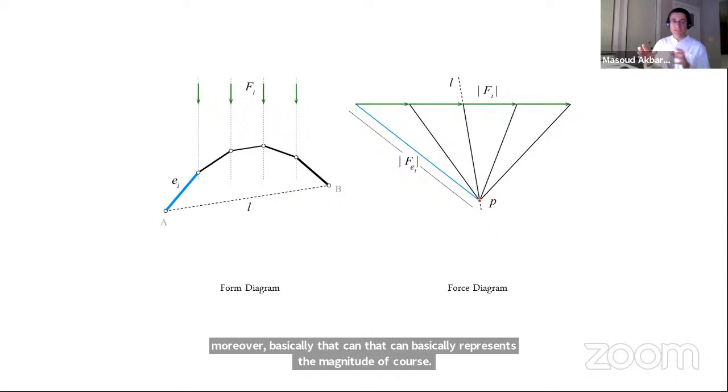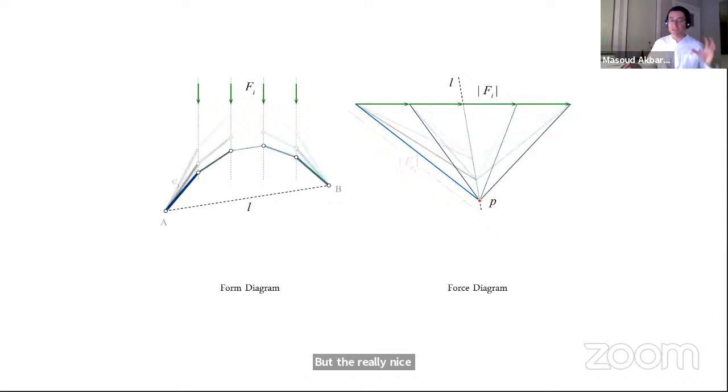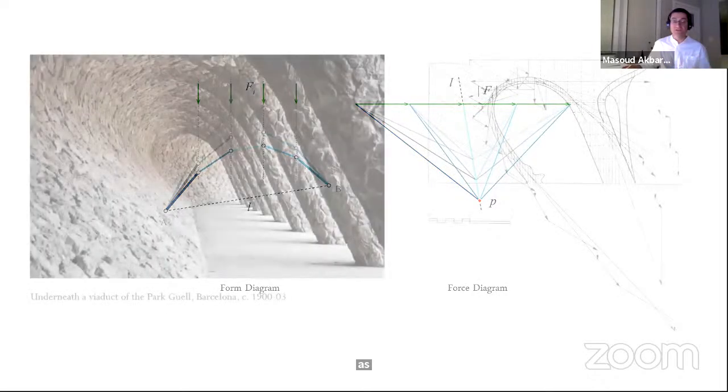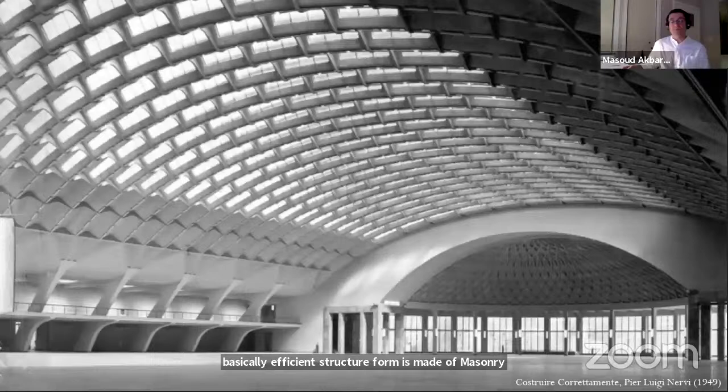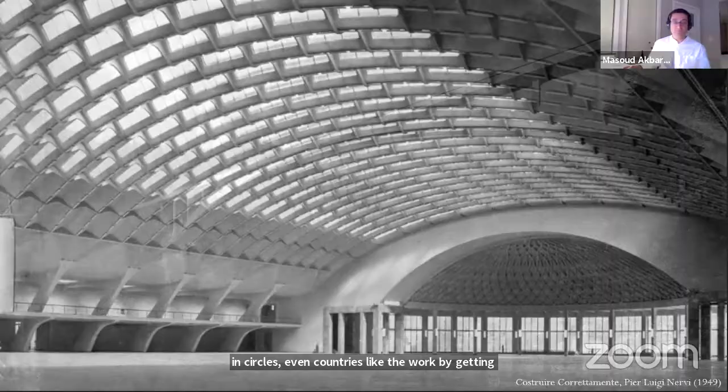But the relation of these two diagrams is really, you can change one diagram as... And many other people who were interested in finding efficient structural forms made of masonry materials, even concrete, like the work by Pier Luigi Nervi, Robert Maillart, and many more.